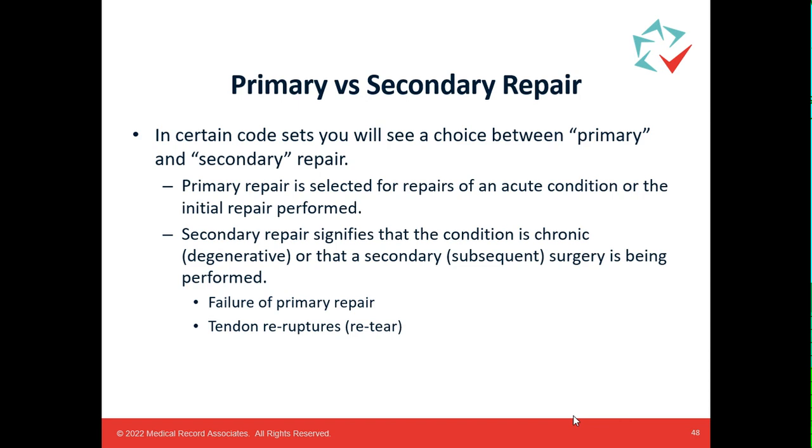Secondary repair may require a reconstruction with a need of tissue grafts. So it's a little more extensive than an end-to-end repair that you're going to see in the primary repair. Today, specifically, we're going to talk about the Achilles tendon and the various CPT codes available as an example of primary versus secondary.